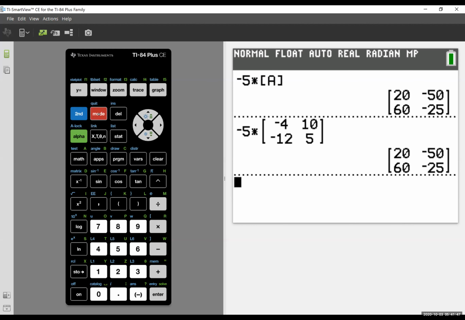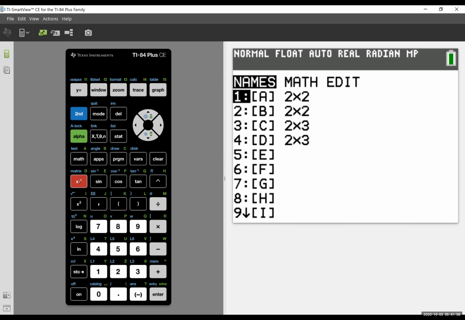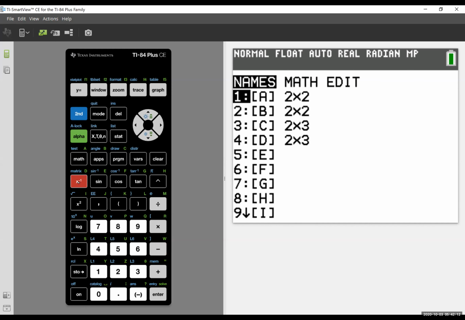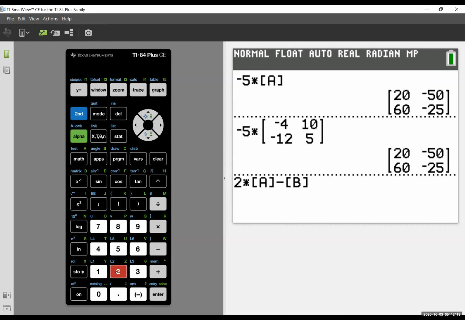And now, if you'd like, you can start calling the names. So what do we have? 2A minus B. So I'll say 2 times matrix A. So let's call that up. We can go second matrix or second X inverse. Call up the name of the matrix. So that's item number 1. Okay, we're going to subtract off matrix B. So let's call that up, second matrix one more time. We're going to do item number 2. So you have 2A minus B.